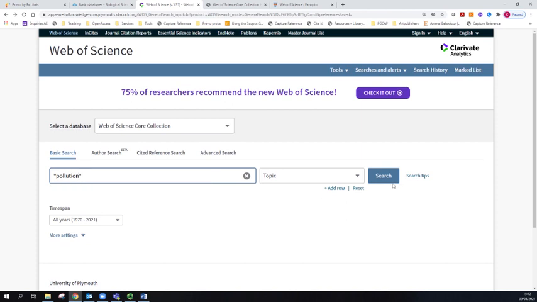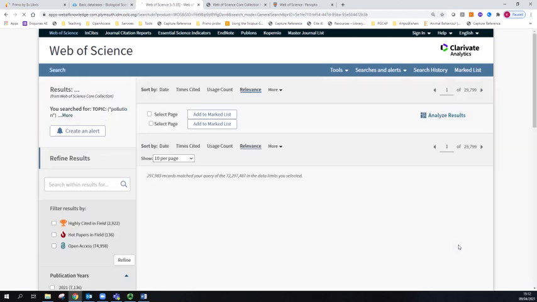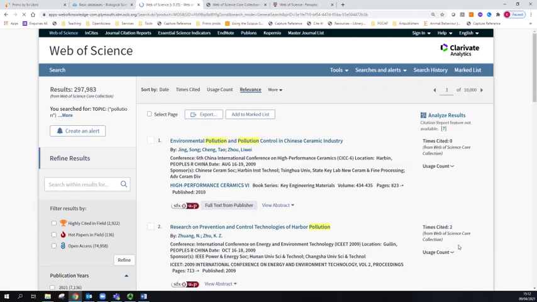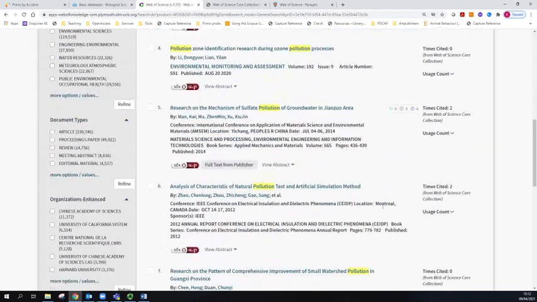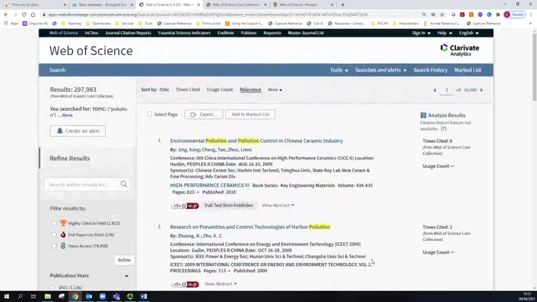let's do a phrase search for pollution. So if you imagine that you were searching for a phrase and pollution was one of the words in that phrase, if we take a look at the results, we've got 297,000 results, but Web of Science is only picking out the word pollution, and it's ignoring anything such as pollutants, polluting, pollutes, etc.